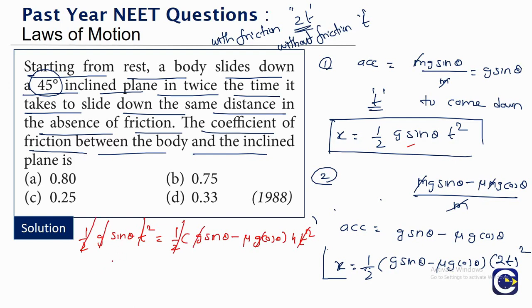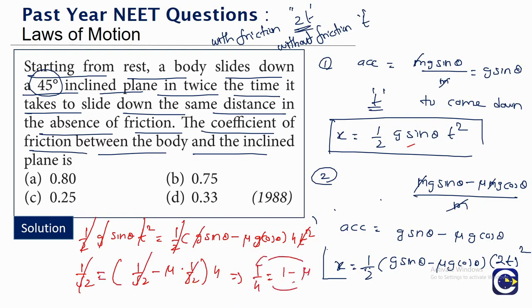What do we have? Sin theta, which is 1 by root 2, is equal to 1 by root 2 minus mu into 1 by root 2 into 4. So sin theta is 1 by root 2, cos theta is also 1 by root 2. Again 1 by root 2 can be cancelled on both sides. So what do we have? If we take the 4 to that side, it will go to the denominator. 1 by 4 is equal to 1 minus mu. Rearrange. We will have mu is equal to 1 minus 1 by 4, which is 3 by 4. So the coefficient of friction in this case is 3 by 4, which is 0.75.